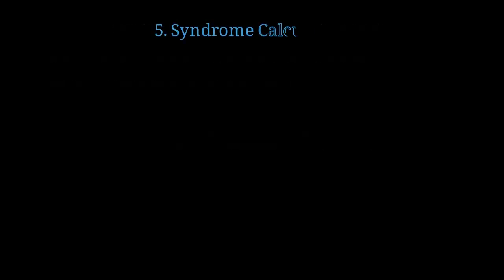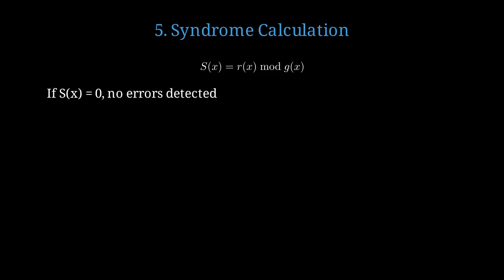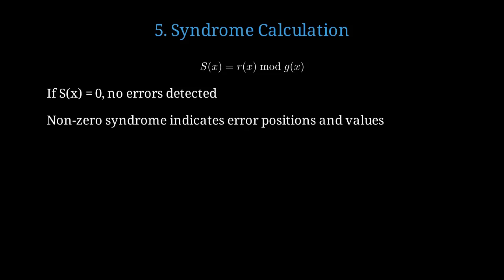The syndrome tells us if and where errors occurred. The syndrome S(x) is the remainder when dividing r(x) by g(x). If the syndrome is 0, no errors are detected, and we're done. A non-zero syndrome encodes both the positions and magnitudes of errors.